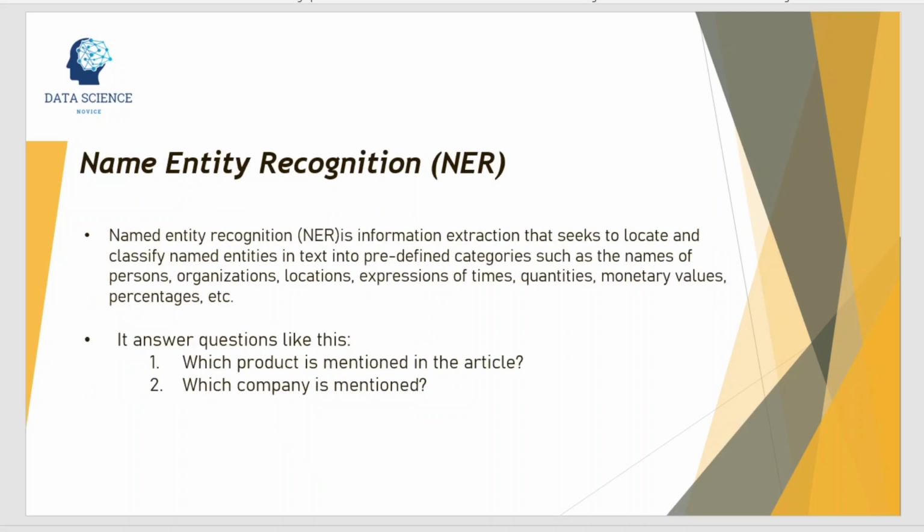Similarly, we have named entity recognition. Here we try to recognize the names or entities in a given text, and the purpose could be text analytics. For example, if you have a dataset having fake news and true news, you might want to know which category of news uses named entities a lot. In that case, NER is going to be very helpful. It also helps in answering questions like which product is mentioned in the article, which company is mentioned, and so on and so forth.